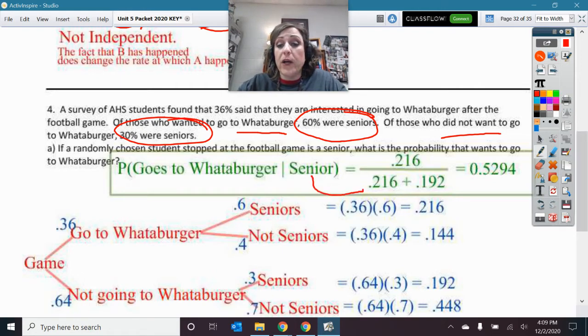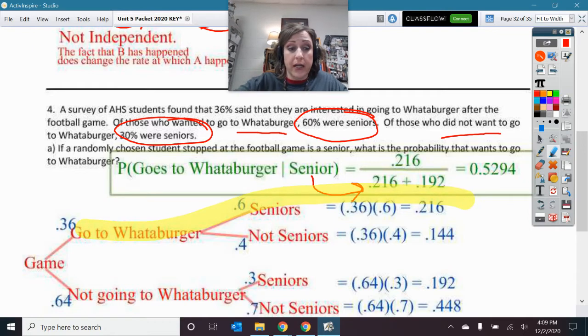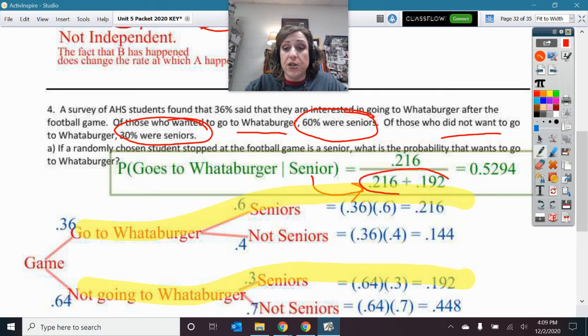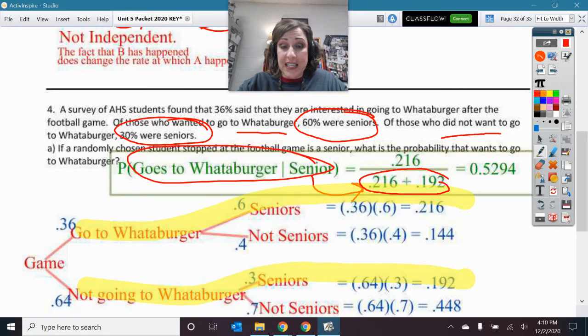What you have then is all the seniors on the bottom. That's our Whataburger seniors plus the not Whataburger seniors, which is why those are in the denominator. Then we want to see, of those, what is the going to Whataburger senior portion? Do not put 36% on top. It's the going to Whataburger and seniors, the 0.216, that is on top.